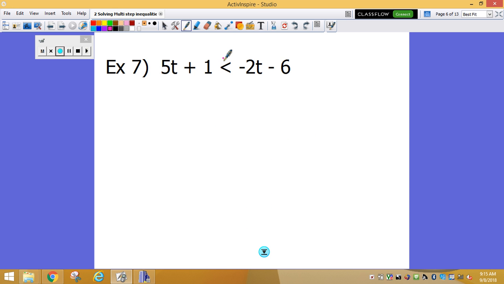All right, example 7. Same thing, I got variables on both sides. So I want to move my letter to the left. So I'm going to take this negative 2t. The opposite of a negative is a positive 2t. Positive 2t. 5 plus 2 is 7t. I'm going to bring down plus 1. Over here, my 2t's canceled. So I'm going to bring down negative 6.